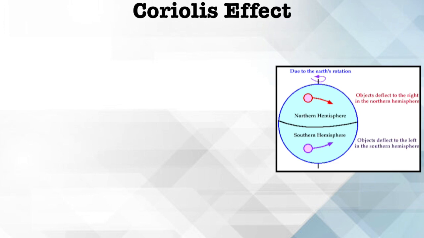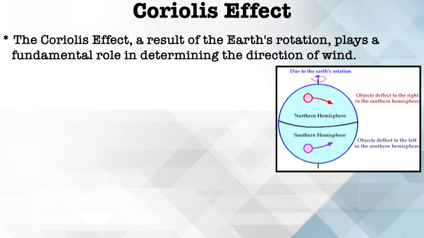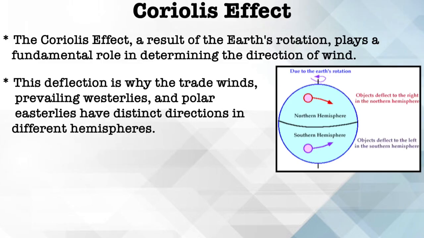Now we will see the Coriolis effect. The Coriolis effect, a result of the Earth's rotation, plays a fundamental role in determining the direction of wind. As can be seen in the diagram, in the northern hemisphere, winds are deflected to the right, and in the southern hemisphere, they are deflected to the left. This deflection is why the trade winds, prevailing westerlies and polar easterlies have distinct directions in the different hemispheres.